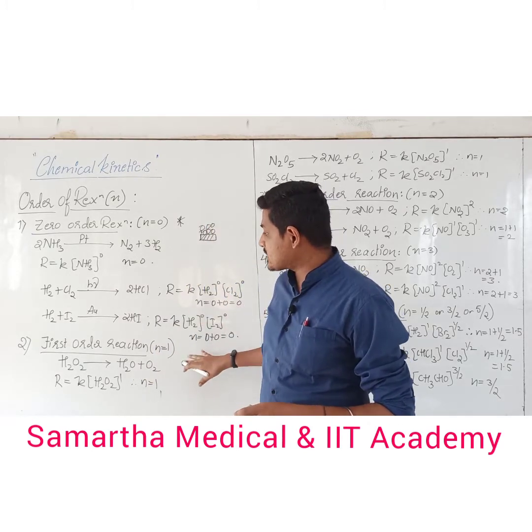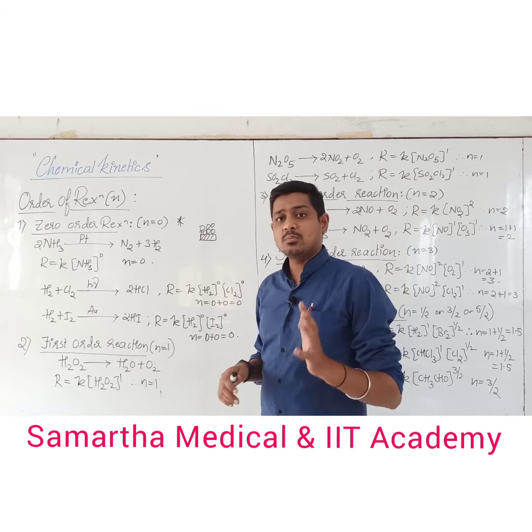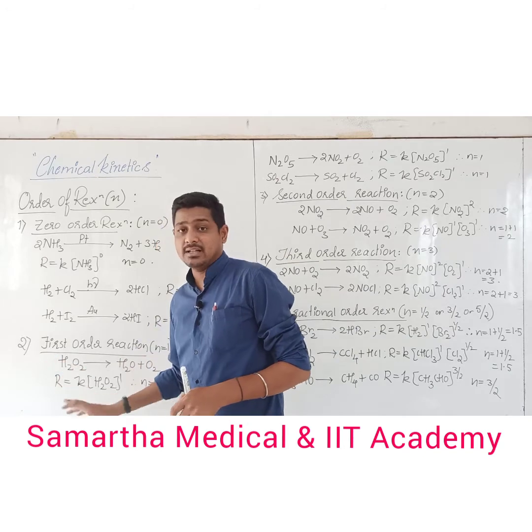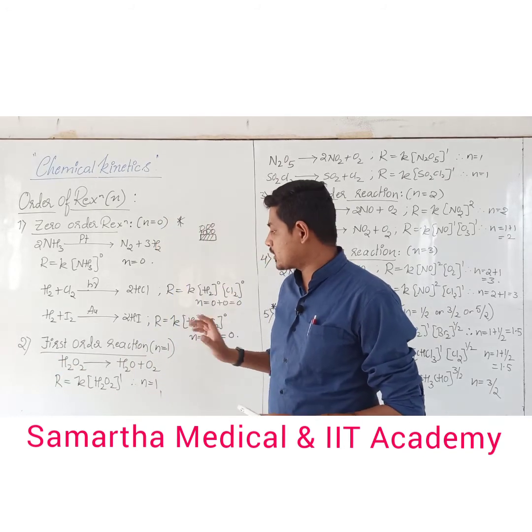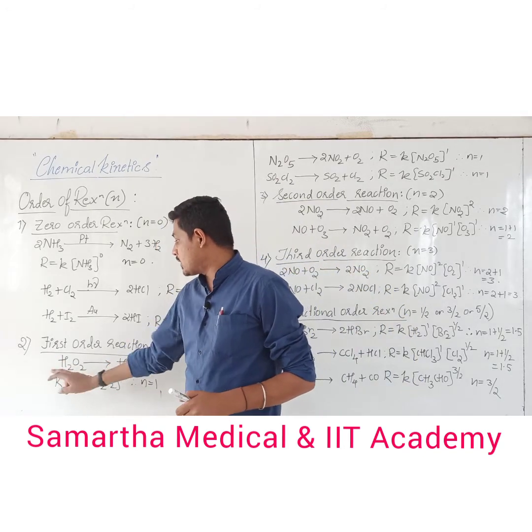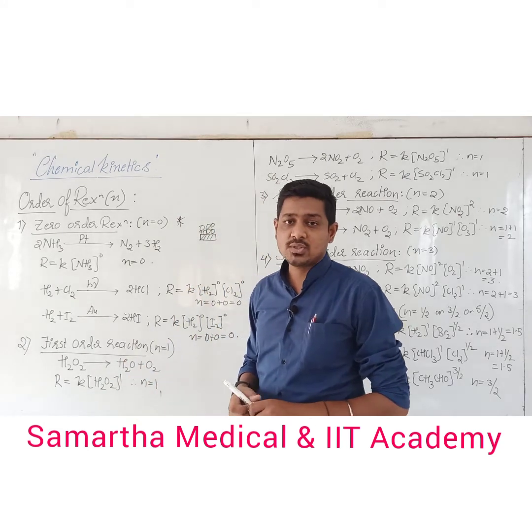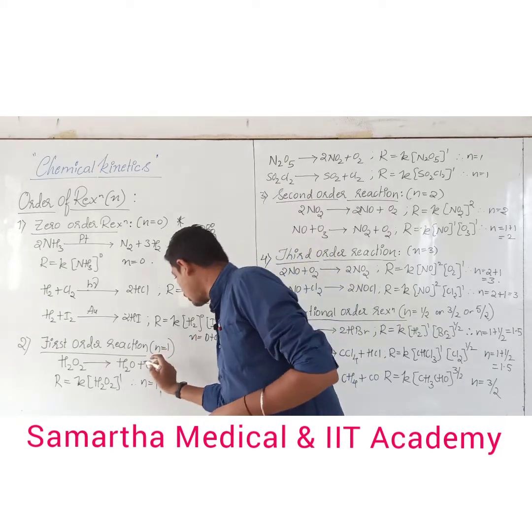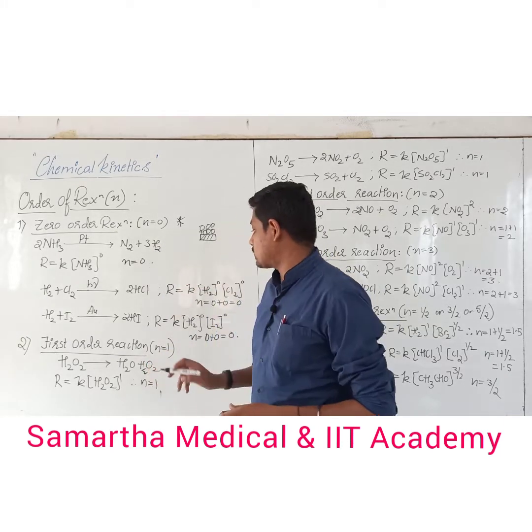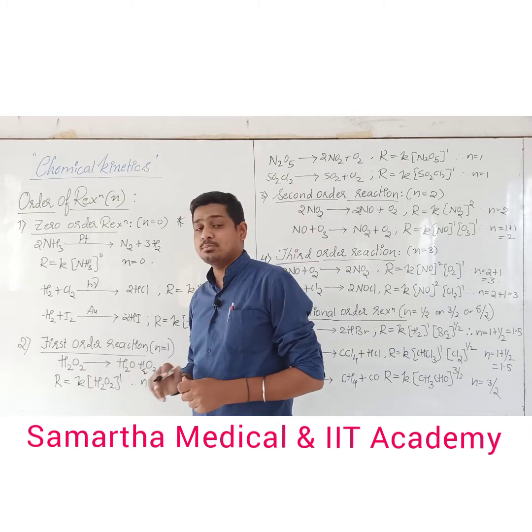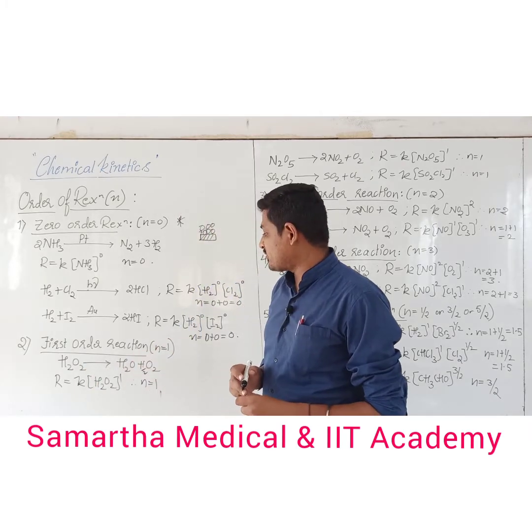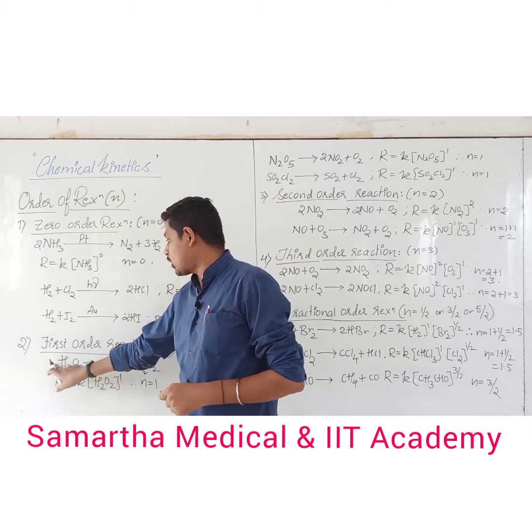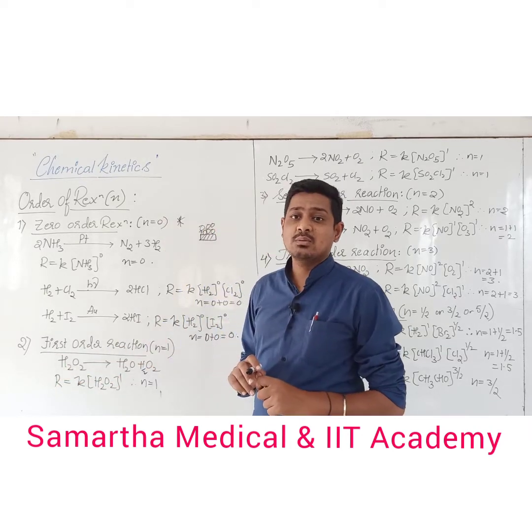Next, what is the meaning of first order reaction? It means that the rate of the reaction depends on the concentration of the reactant. Here you can see one mole of hydrogen peroxide decomposes to give you 1 mole of water and half mole of oxygen. Here the rate of the reaction depends on the concentration of only hydrogen peroxide.